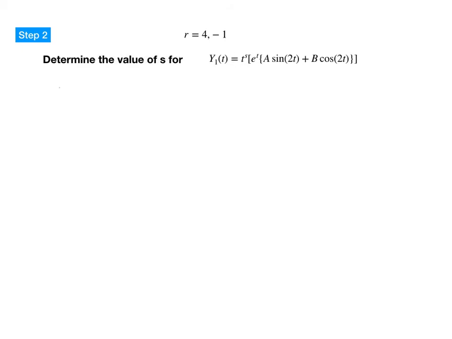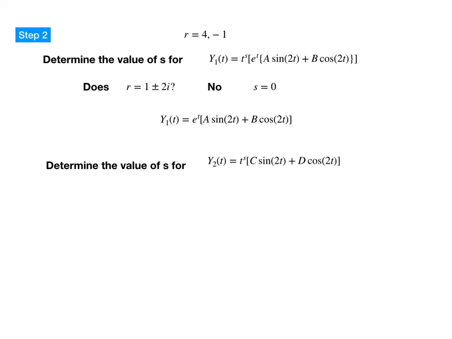And let's go through all the steps to make sure that we have the right idea. This is the form, and you ask, does r equal 1 plus or minus 2i, right? Alpha plus beta i? No. Then s equals 0. Okay. s equals 0, then the form y1 of t should be in this form.